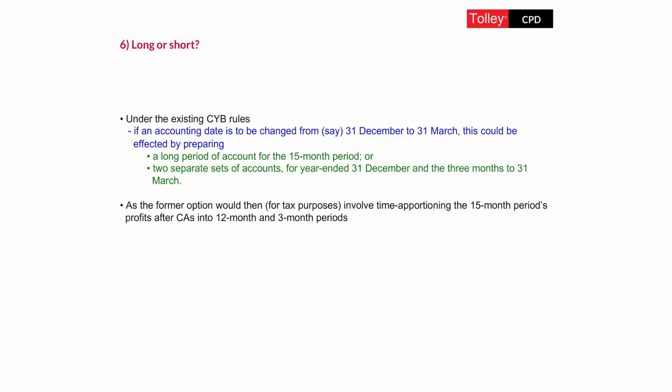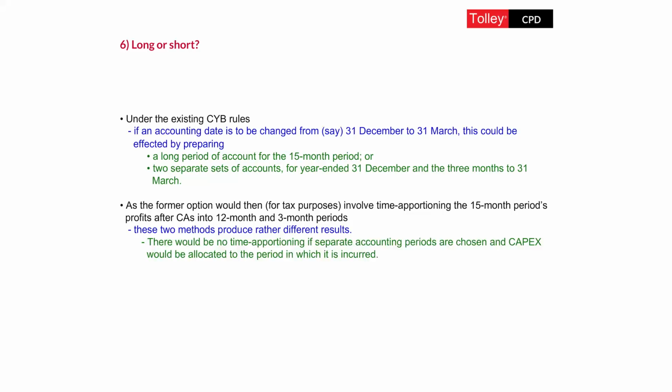If you were going to do the former, i.e. the long period of account, how that's dealt with for tax purposes would mean time apportioning the 15-month period's profits after capital allowances into 12 months profits and 3 months profits using a day count basis. And that's different to if you've got two separate sets of accounts, clearly, where the results could be very different compared to time apportioning a long period. So it's important to appreciate that those two methods do produce rather different results.